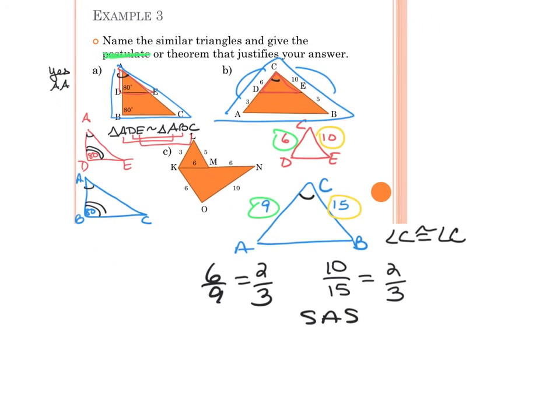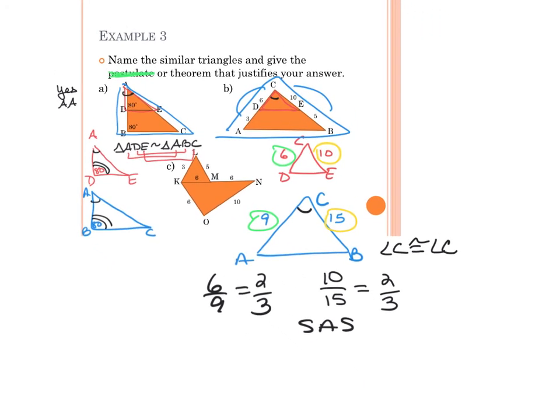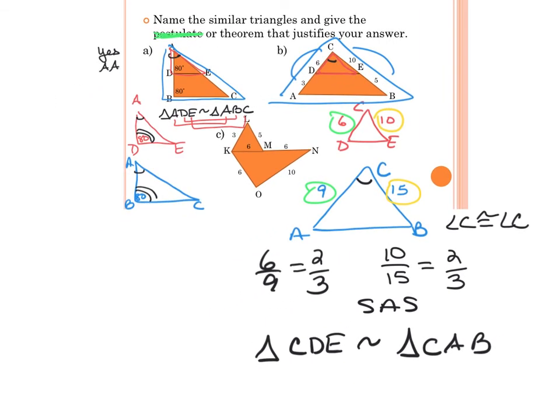Let's go ahead and name the similarity statement. So I could say that triangle CDE is similar to triangle CAB. Again, order wouldn't matter, just as long as everything matches. One last example on this slide, and then I'm going to add 2 more examples just to practice this a little bit more. Let's try part C.